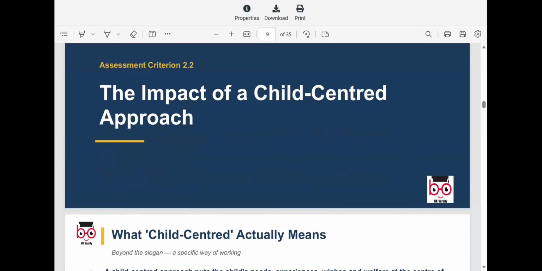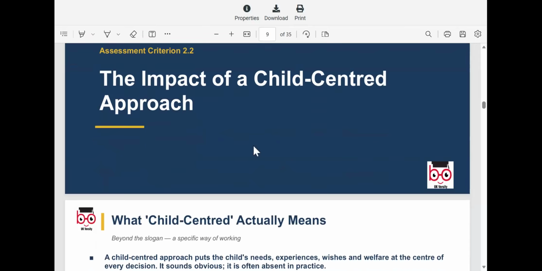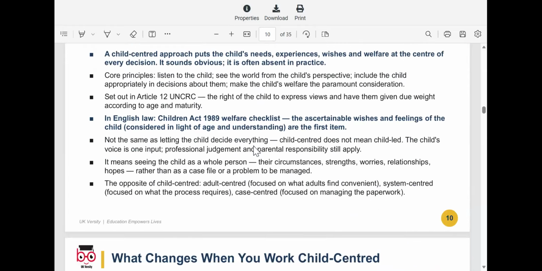The next one is assessment criteria 2.2, where we look at the impact of the child-centered approach. And this approach is not just an educational philosophy. It's a structural framework that shifts the child from the passive recipient of care or instruction to an active agent in their own development. So it requires specific measurable practices to be put in place, and it's a child-centered approach.